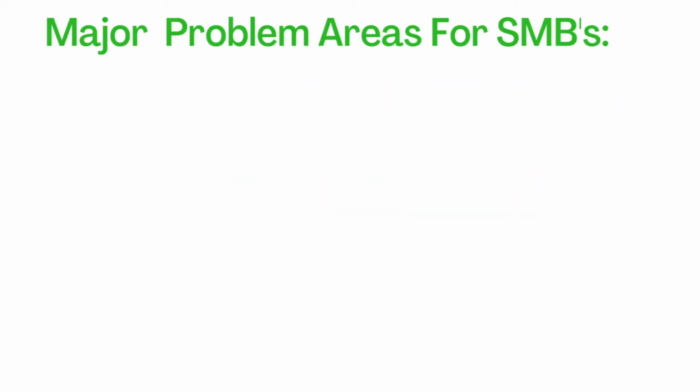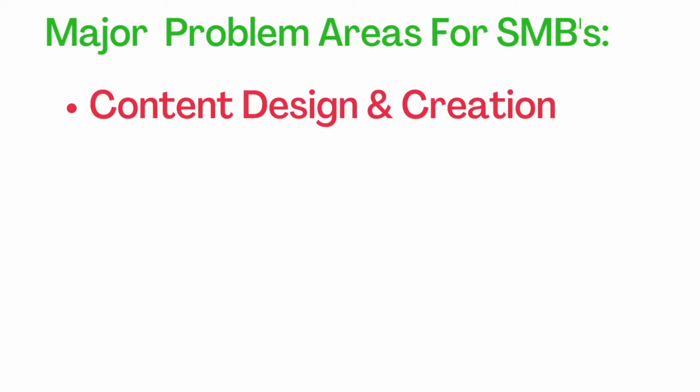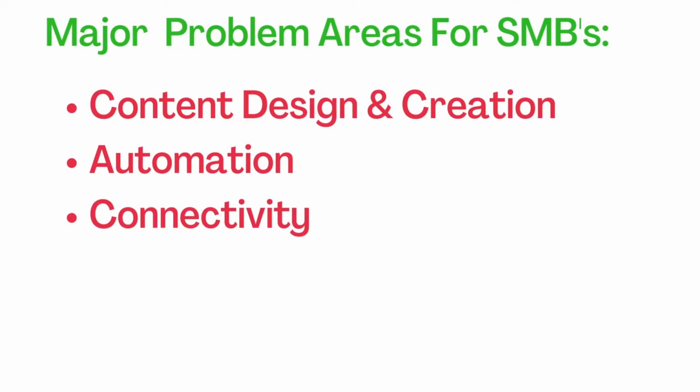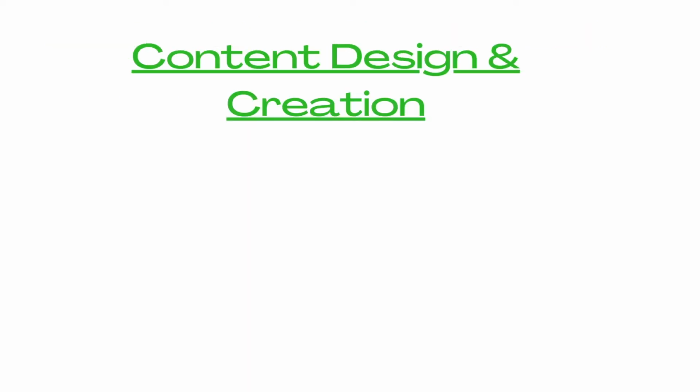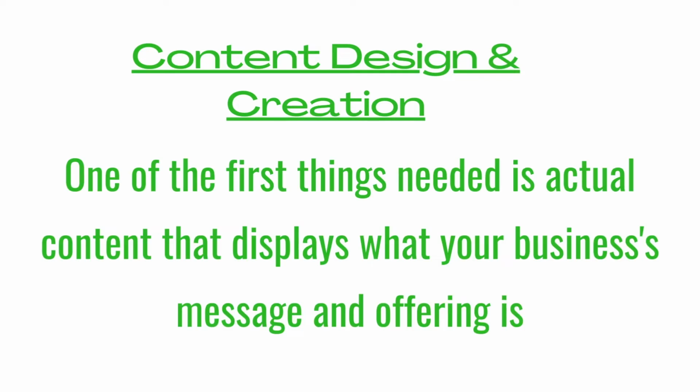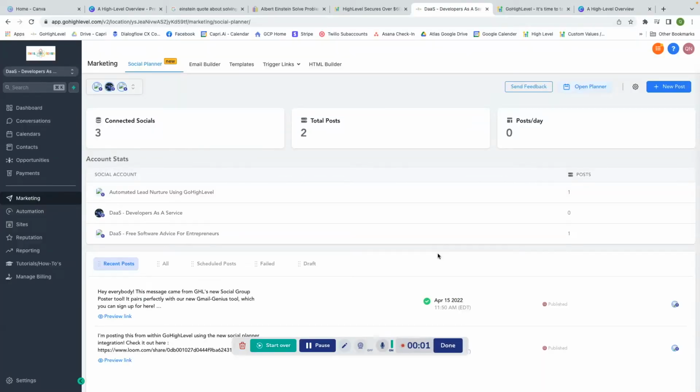So, some major areas for SMBs, which is small to medium sized businesses, are content creation and design, automation, and then, of course, connectivity. So, with content design and creation, one of the things you'll need is a place to actually create marketing content to display what exactly your business's message is and what your offering is as well. And so, what that looks like, if we go ahead and dive into GoHighLevel, there's three major tools that allow you to solve this problem for design and content creation.